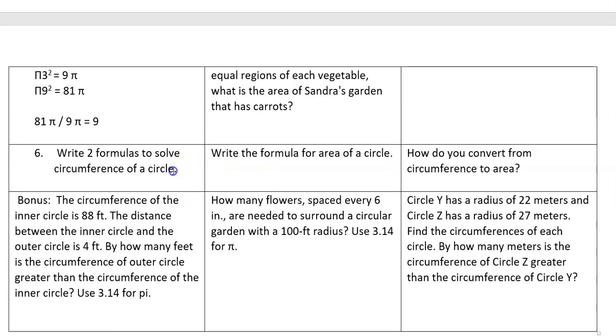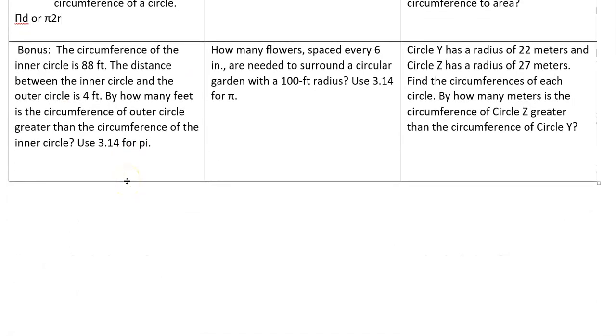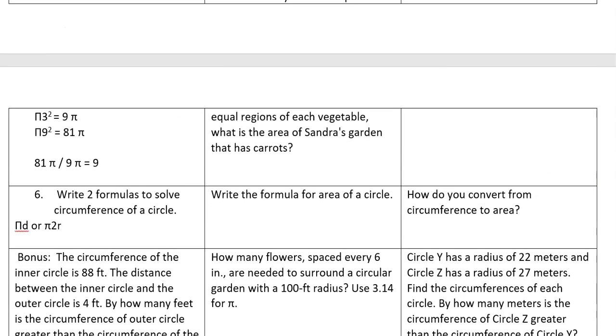Write 2 formulas to solve the circumference of a circle. When I need a circumference, I'll just use pi d. Or our second one, pi times 2r, because 2 radiuses make up a diameter. So 2 pi r or pi d would both be circumference of a circle. And then the challenge problem. I think I'm going to leave the challenge problem for you guys to figure out and try, but I don't want you to try them if you haven't gotten everything done.